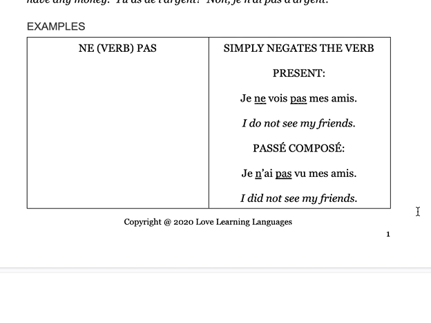I find a lot of people aren't quite sure where to put pas. So this is where it goes. You have your helping verb, that's the meat of your sandwich, and the ne and the pas, that's the bread. All right? You have to fill it up there. But the vu, you don't want that in your sandwich. Okay, so it means I did not see my friends.